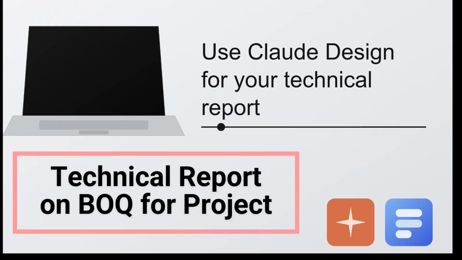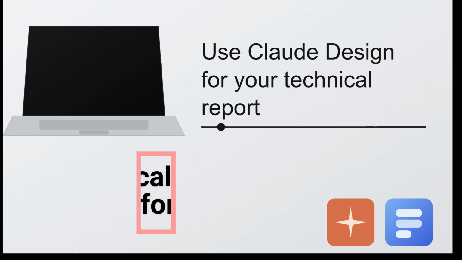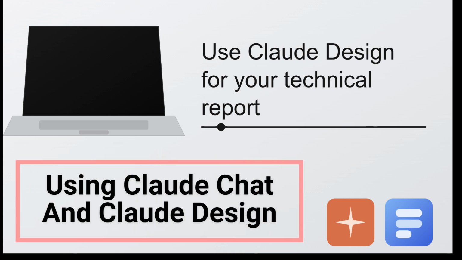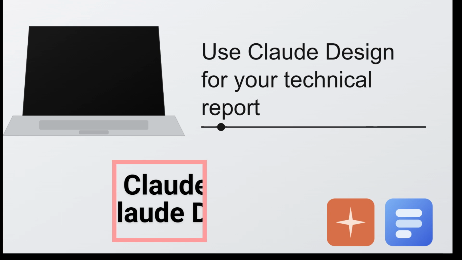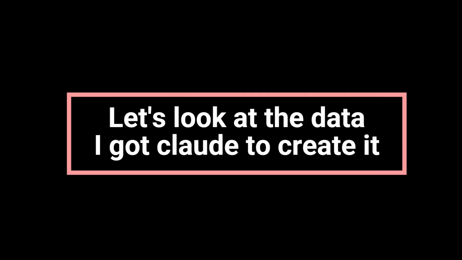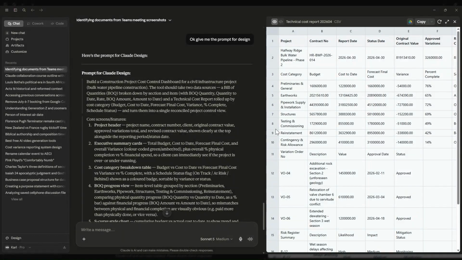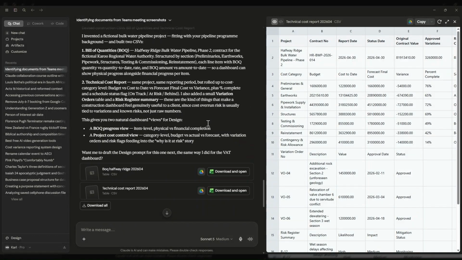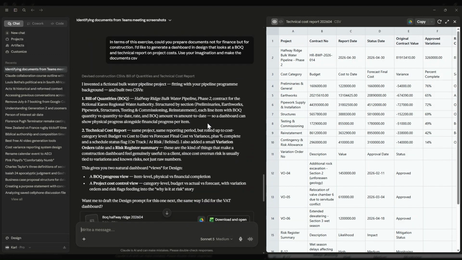You've been given two data sets, a bill of quantities and a WBS with the measurement of costs over time, but it's messy. You need a decent report. So you'll see on the left-hand side here, I invented a fictional bulk water pipeline project, a bill of quantities for the Halfway Ridge Bulk Water Pipeline Phase 2 based on a fictional Karoo Regional Water Authority.